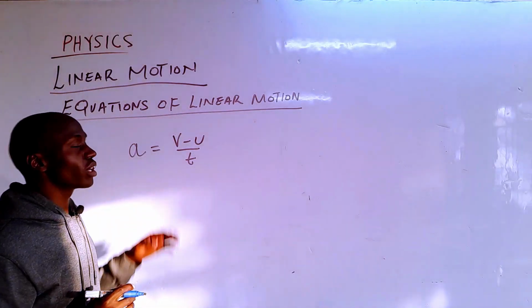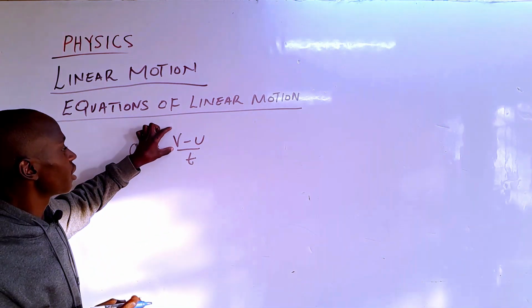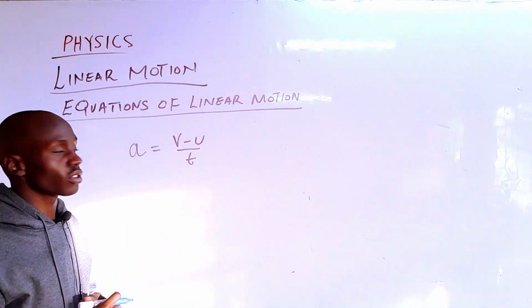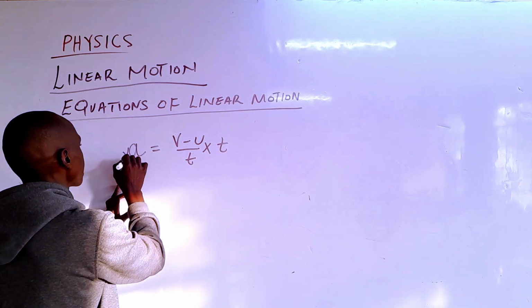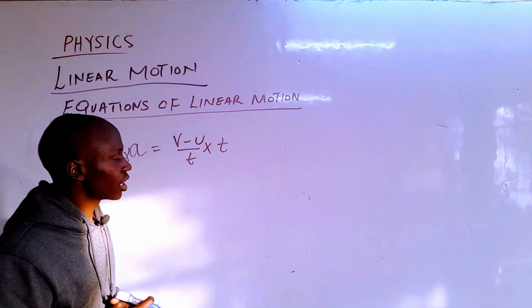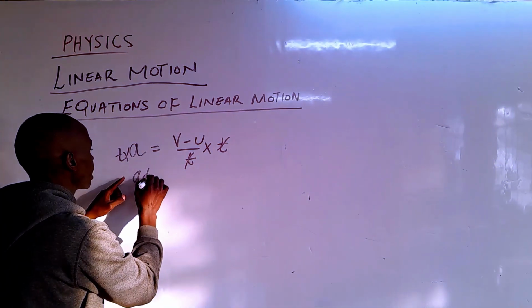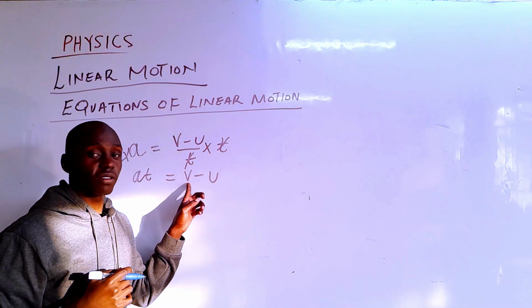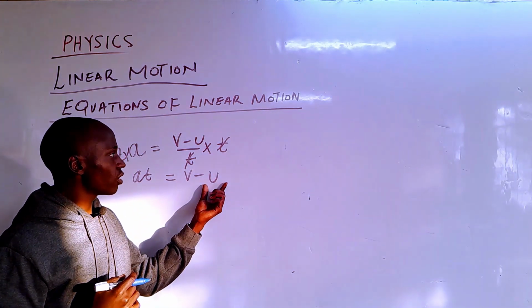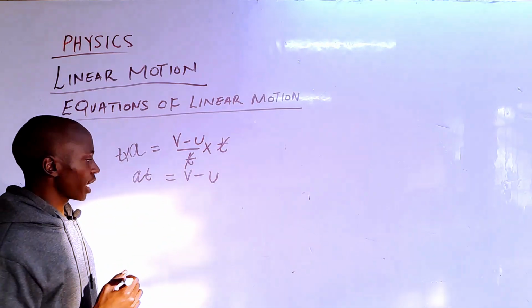So from this, we can derive the first equation of linear motion, in that we are going to make the final velocity the subject of this formula. To make it the subject, we remove the denominator here by multiplying both sides with t. Then we obtain at equals v minus u, where v is the final velocity and u is the initial velocity, a is the acceleration, and t is the time taken.